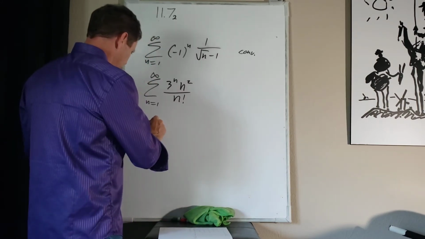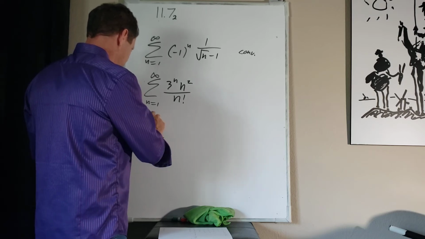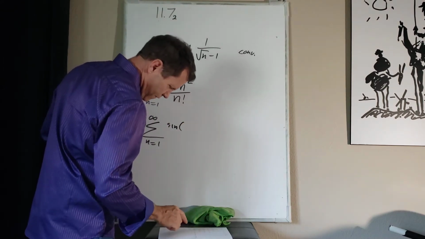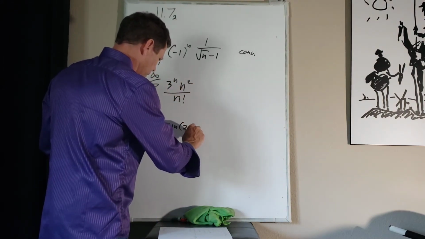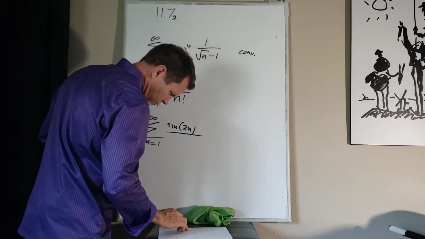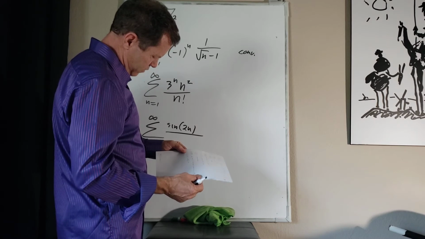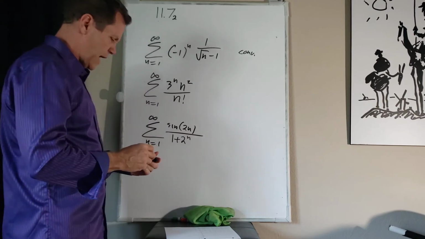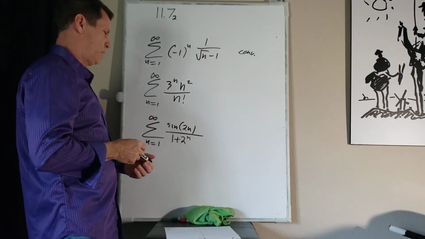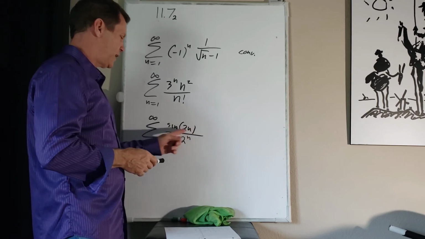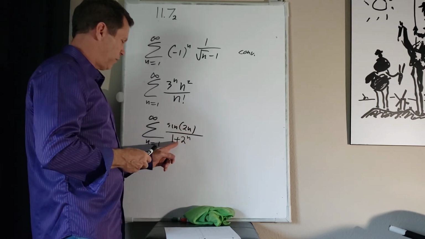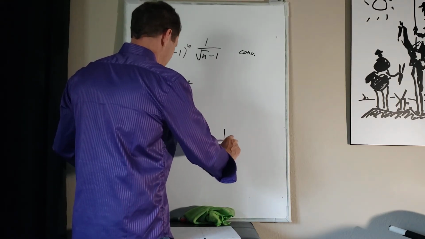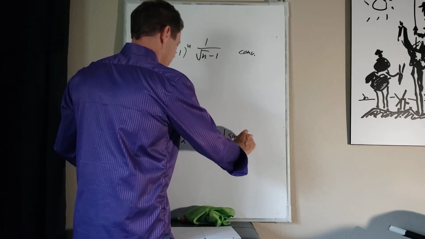Let's take the summation n equals 1 to infinity of sine of 2n over 1 plus 2 to the n. Looking at that, do you believe it converges? I think it does, because how big is sine going to get? No bigger than 1. And I've got 1 plus 2 to the n on the bottom, so there is a ratio. So what am I going to do? I'm going to look at this here, sine of 2n.